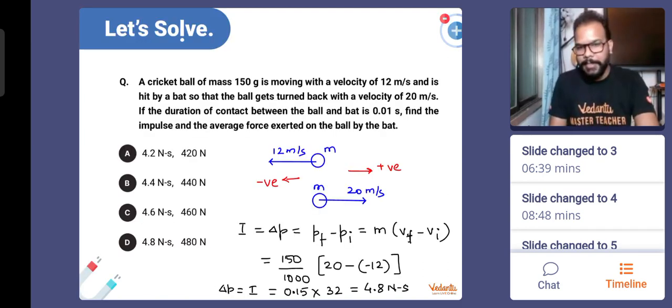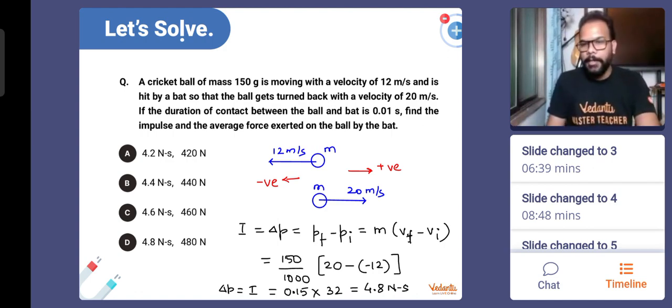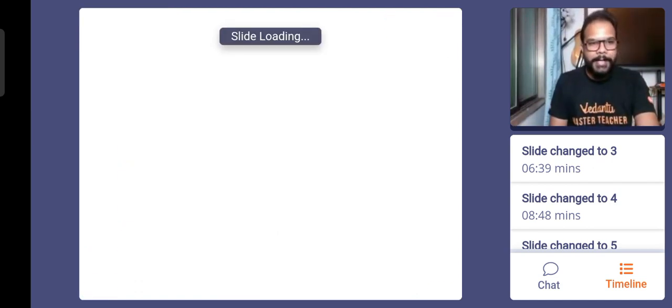It is not necessary that you have to consider this as positive and this as negative. But if you consider 20 to be in negative direction, then 12 has to be in positive direction. That's the thing that you need to understand. Yes, sign convention has to be maintained. So we got the answer.